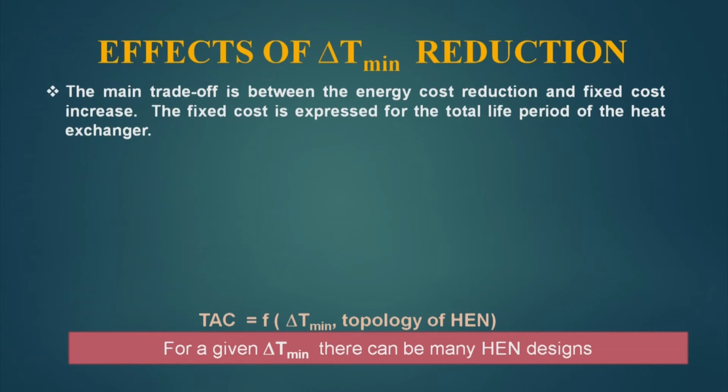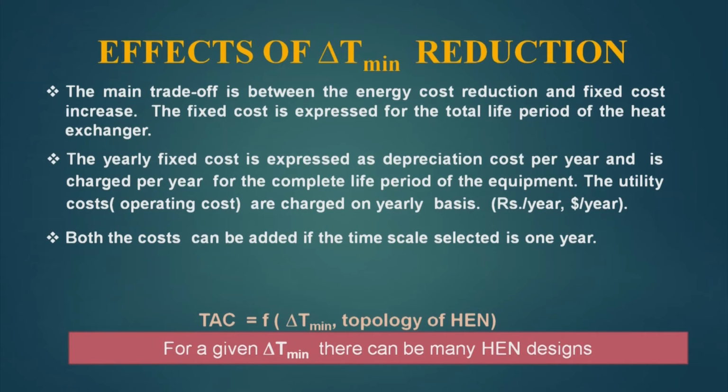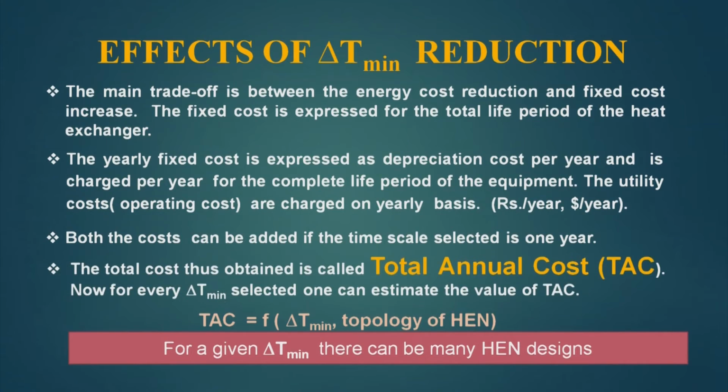The fixed cost is expressed for the total life period of the heat exchanger, this we all know. The yearly fixed cost is expressed as depreciation cost per year and is charged per year for the complete life period of the equipment. The utility cost, that is operating costs, are charged on yearly basis. Both the costs can be added if the time scale selected is 1 year. So, the total cost thus obtained is called total annual cost, TAC.